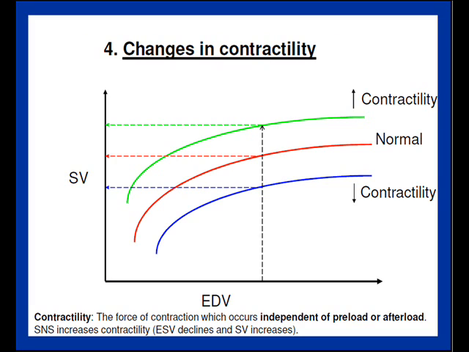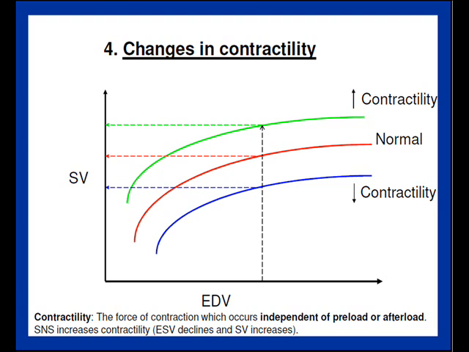In terms of number 4, those changes in contractility, can that alter the Frank-Starling curve of the heart? Yes, it can. Here's that control curve again, the red one. If we remember, contractility, or the force of contraction, is independent of preload and afterload. We know that the sympathetics increase contractility, right? So what happens here? We move the curve up, that's all. If there's a decrease in contractility, we move the curve down.